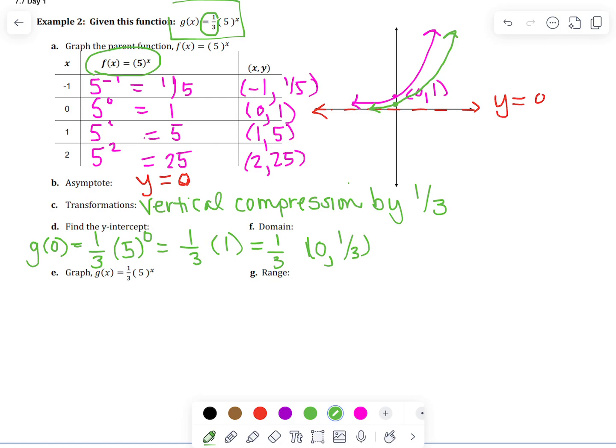Now on our assessments, we're not going to require you to graph a complete sketch of the child function. And then the domain of the child function is all real numbers. And then the range of values is everything greater than the horizontal asymptote at y equals 0.